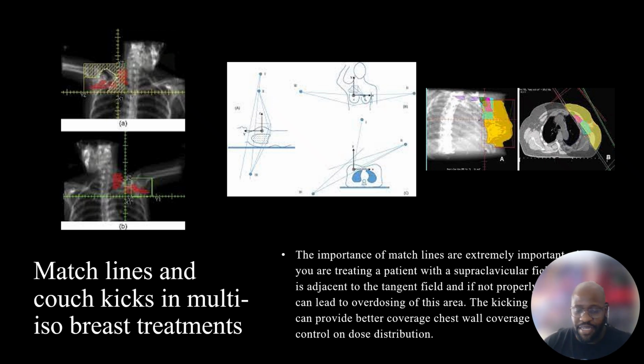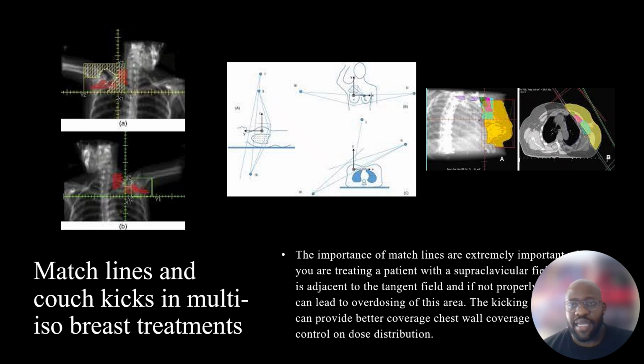Also, another area with a divergence problem is the supraclavicular area, which is this area up here. We can get our tangents to look pretty nice, but with the supraclav, we can either do a couch kick or a half beam block to make it a straight edge, and that way we can control our hot spots. You don't see this too much in treatment anymore because most breasts are treated with one ISO instead of multiple ISOs.